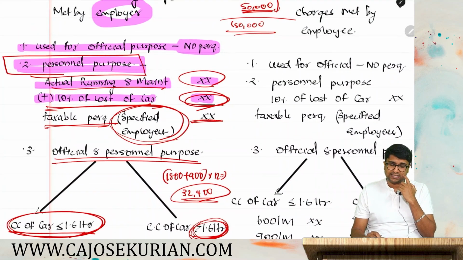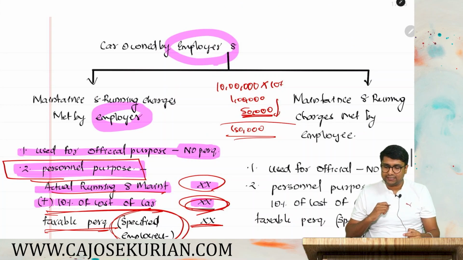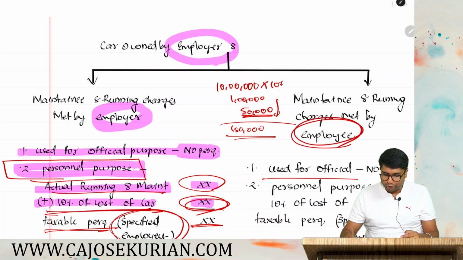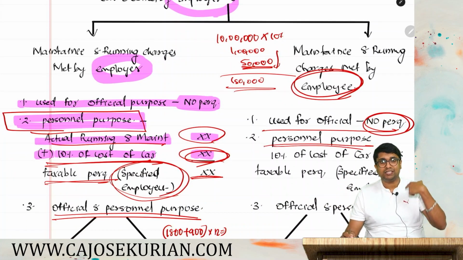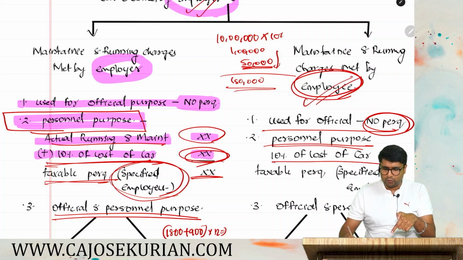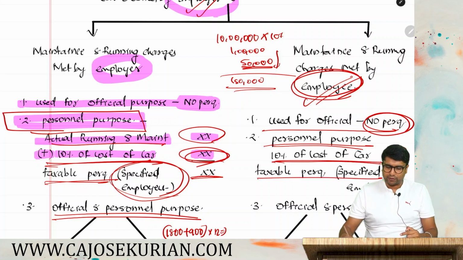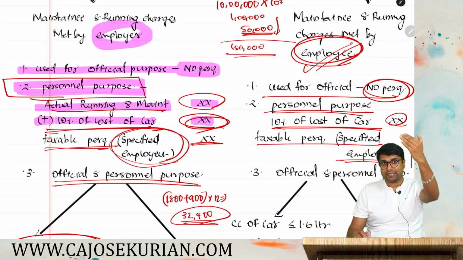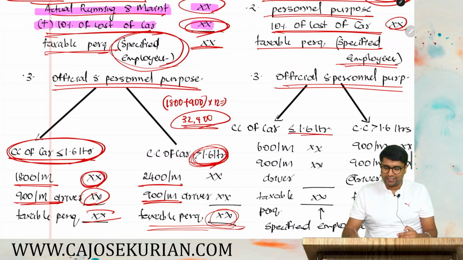Now friends, let's understand what if the car is owned by the employer, and maintenance and running charges are met by the employee. Official purpose, no perquisite. Personal purpose, only the ownership benefit I am getting because maintenance and running charges are met by the employee, car owned by the employer. Then for personal purpose, full usage, only the ownership benefit I am getting, that is 10% of the original cost of the car, as taxable perquisite in the hands of a specified employee only because the car is owned by the employer and given to the employee. Official as well as personal purpose, then in the 1.6 liters or less case, 600 per month shall be the taxable value.